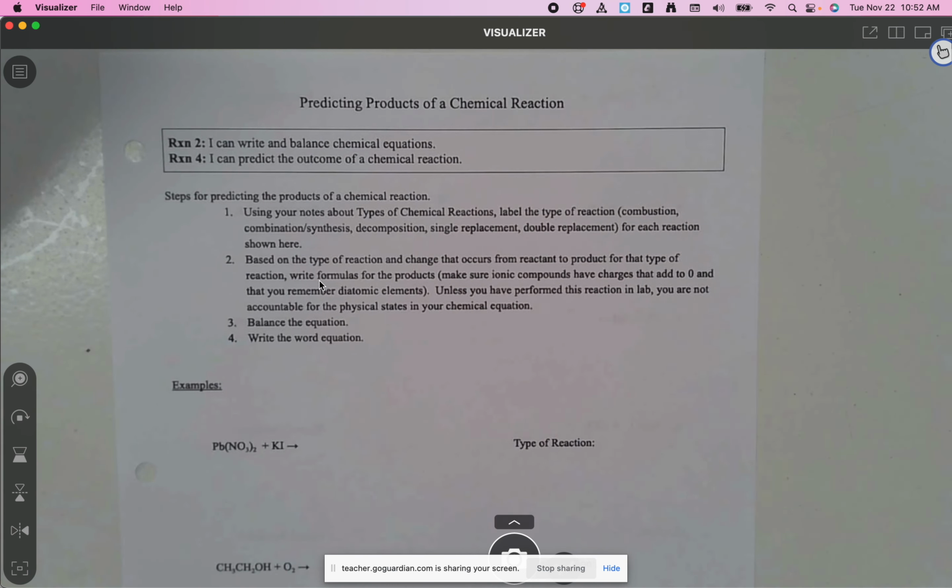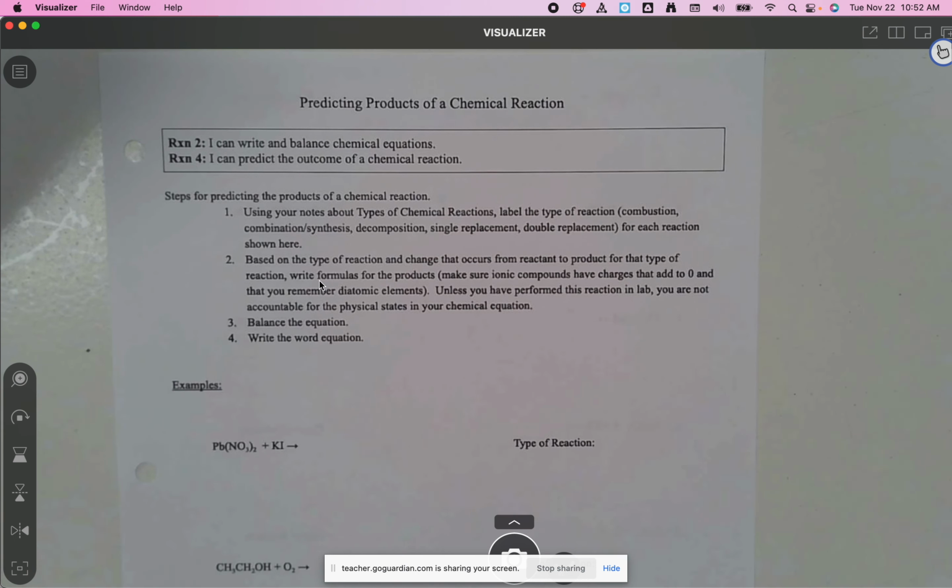So with those ideas from the double replacement reactions, we're going to expand forward to do all the types of reactions. You're going to need your notes about types of chemical reactions because they're going to be the thing that's going to help you here. So you may want to grab those and put them next to you.